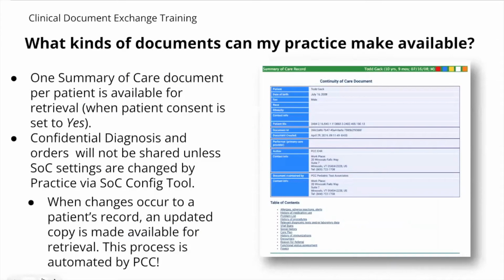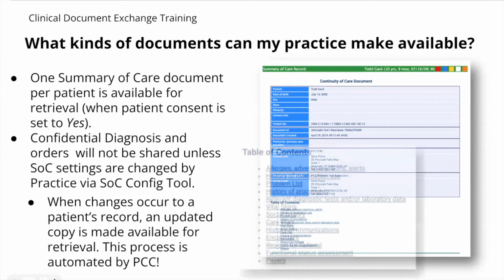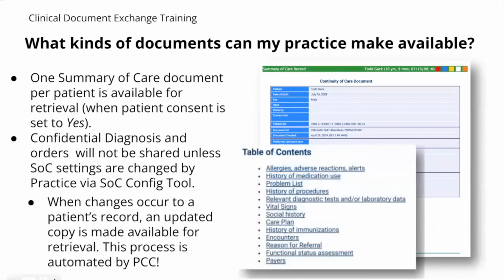To give you an idea of the kinds of documents that your practice can make available, when patient consent is set to yes, 1 summary of care document per patient is available for retrieval. And that summary of care document contains demographic data, clinical data, diagnoses, allergies, medications, history of procedures, diagnostic and lab test results, history of immunizations, insurance policies. Confidential diagnoses and orders will not be shared unless the summary of care settings in the patient record are changed by the practice in the summary of care configuration tool, which we're going to go over in a couple slides.